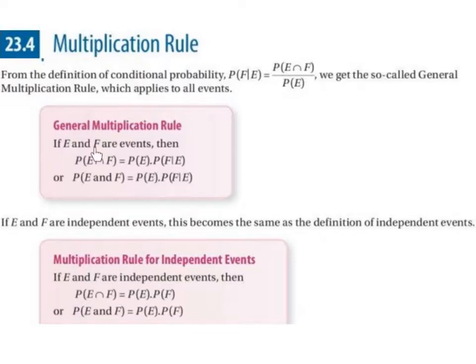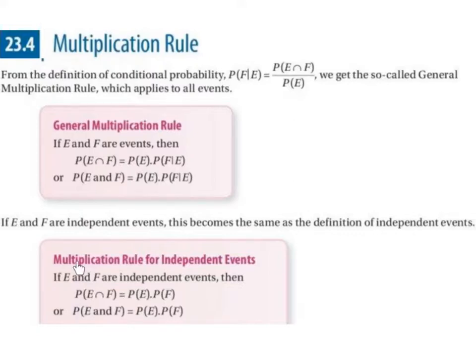If E and F are events, then the probability of E intersection F is the probability of E multiplied by the probability of F given E. Or the probability of E and F is equal to the probability of E multiplied by the probability of F given E. If E and F are independent events, this becomes the same as the definition of independent events.